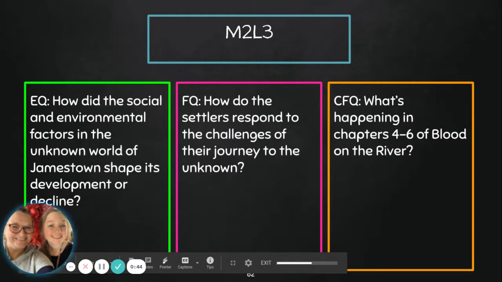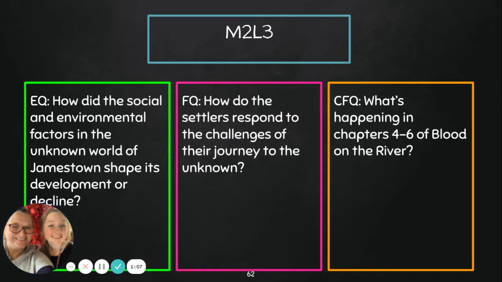All right, so here are our questions for this lesson. The first one is our essential question: How did the social and environmental factors in the unknown world of Jamestown shape its development or decline? Our focusing question, which was for the last lesson and for the next few lessons, is how do the settlers respond to the challenges of their journey to the unknown? The content framing question is what's happening in chapters 4 through 6 of Blood on the River.